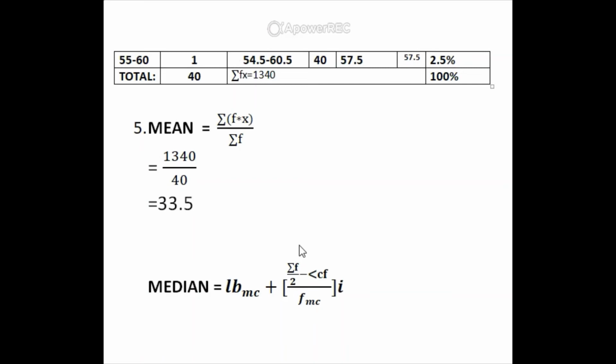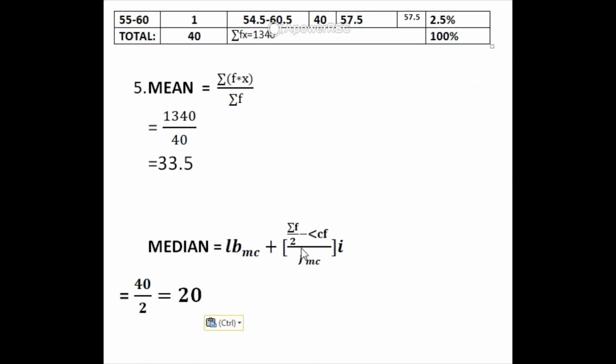The first step to find the median, kailangan muna nating hanapin ang sagot dito sa the summation of frequency all over 2. Bakit yun ang uunahin natin? Para mahanap natin kung ano ang value ng lower boundary median class at kung ano yung frequency at less than cumulative frequency na gagamitin natin.